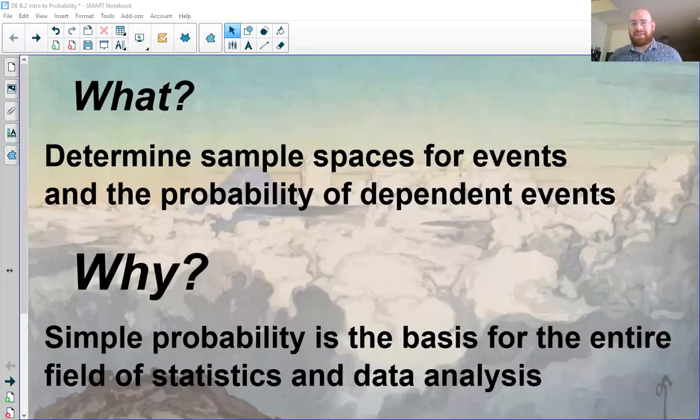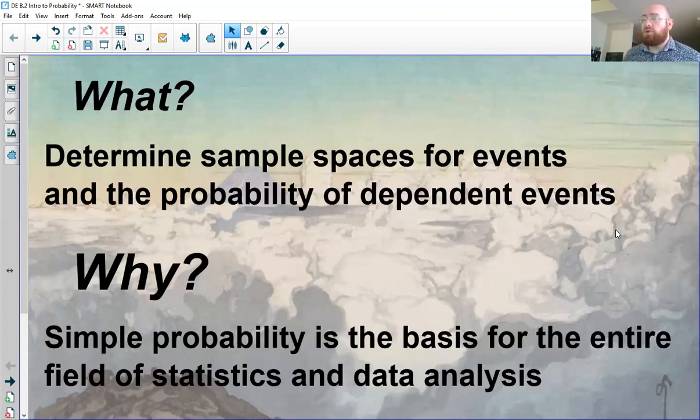This is our second video in our unit on probability and counting, and today we are going to be introducing probability. This first video will look at the definition of probability, and the next video will look at probability of complementary events, and then finally we'll have some extra examples. To get started, the what of today's lesson: we are going to determine sample spaces for events and the probability of some dependent events, as well as complements, and just basic simple probability.